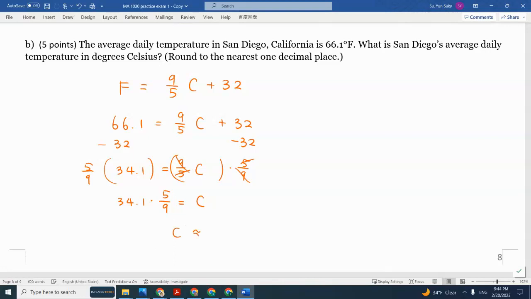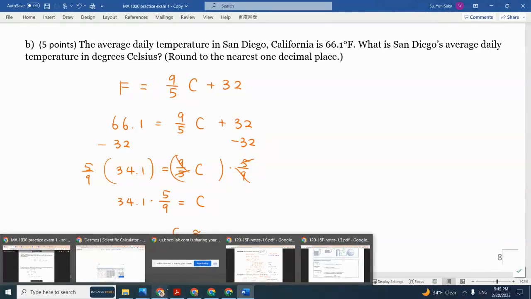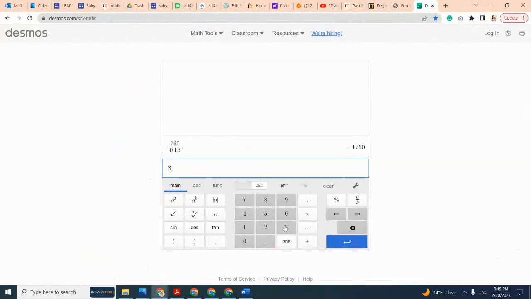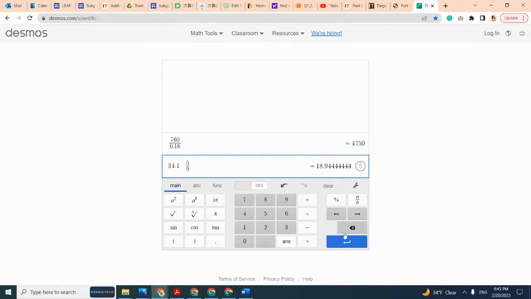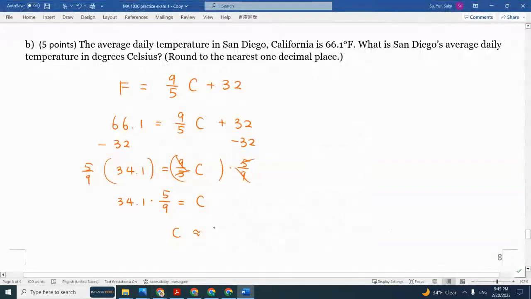So, what is C? 34.1, where's my calculator? 34.1 times 5 and divided by 9. See? 18.94 degrees Celsius. Okay, so this is part B.